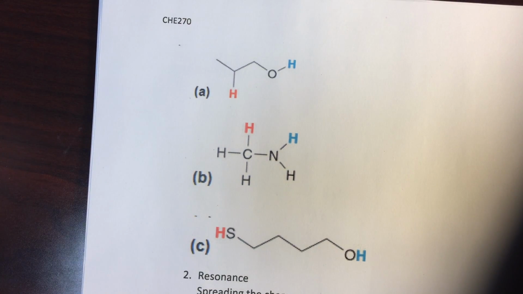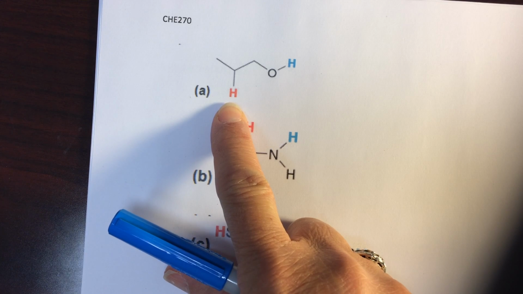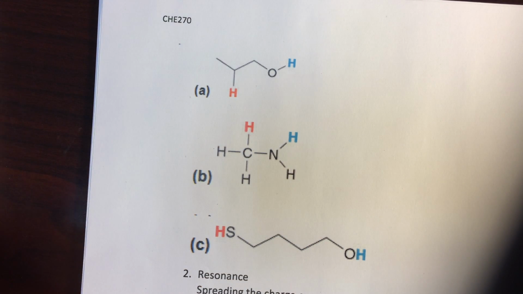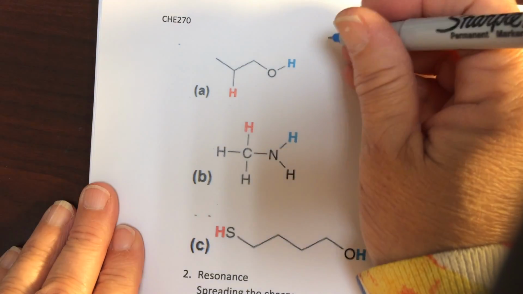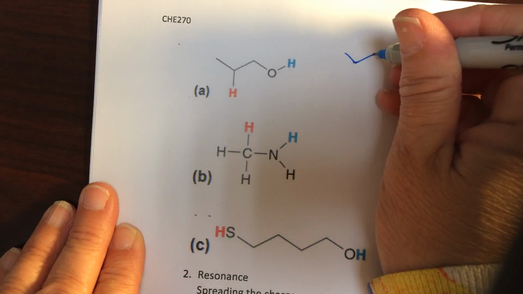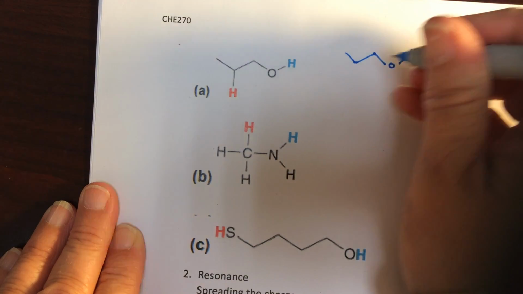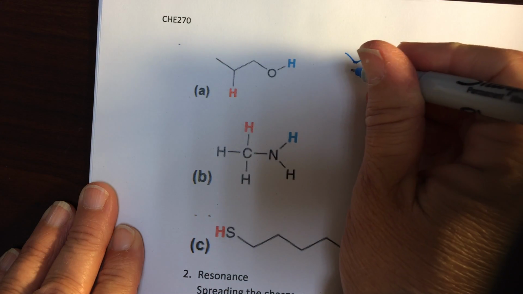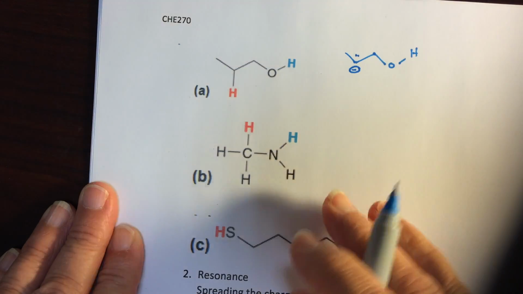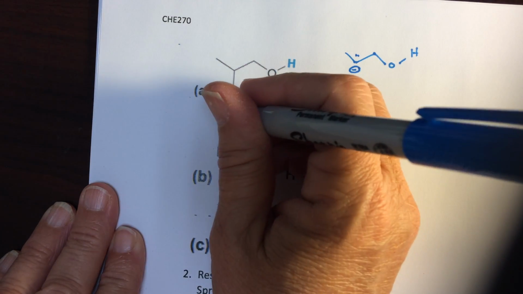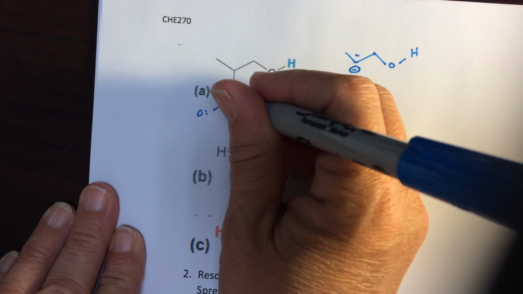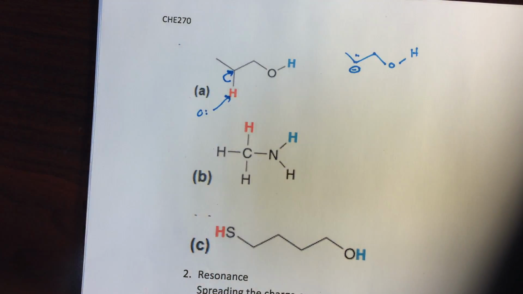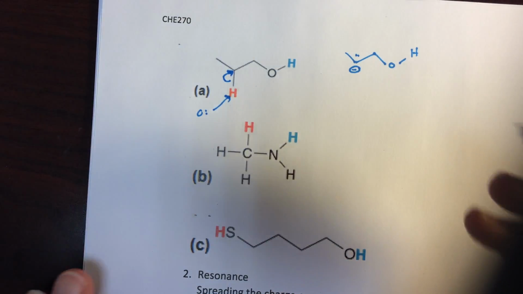Okay, so we're asked to determine whether the red or the blue hydrogen is more acidic. So what we need to do is, if we remove the red one, the negative charge ends up being on this carbon right here. Its extra electrons sit there. So what happens is something comes along and steals this, and those electrons go there. So that's if the red one's removed.